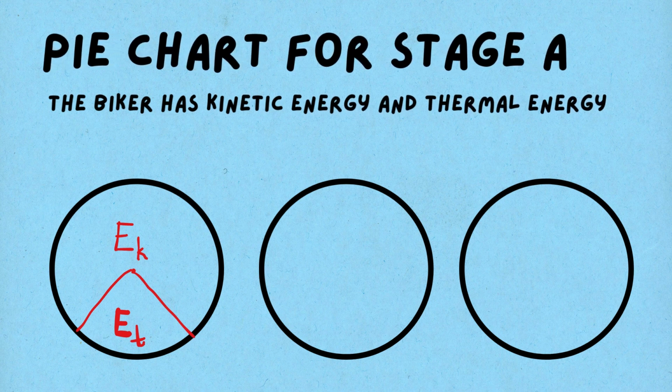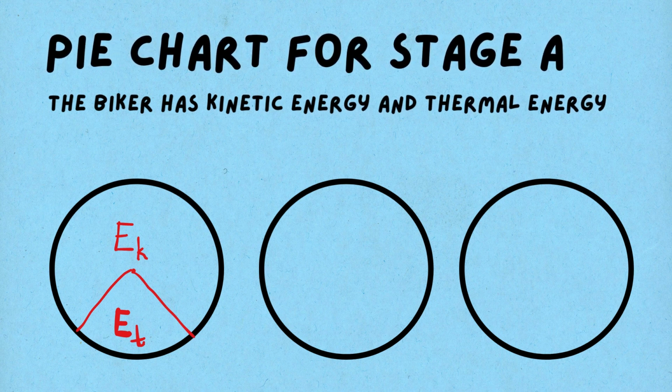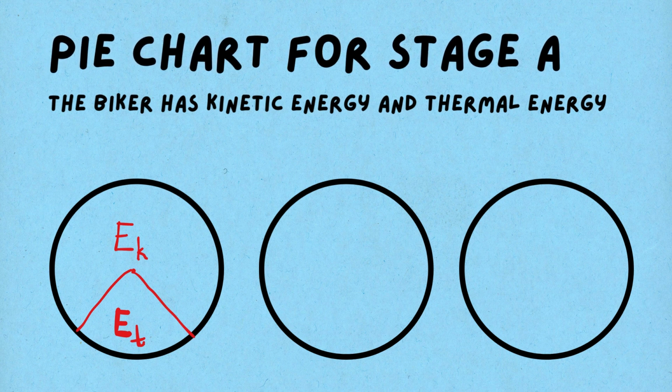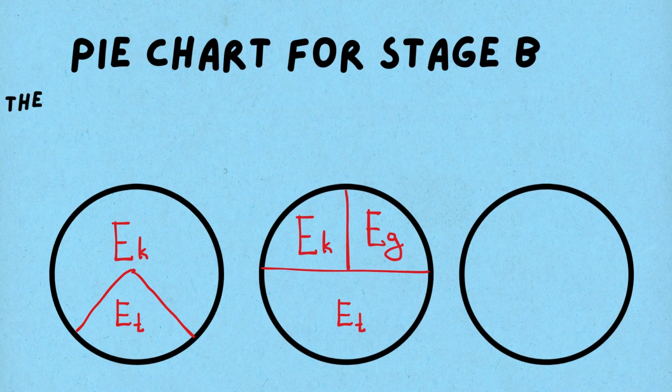So at stage A, the biker has a high velocity, which means he has kinetic energy. And since there is friction, there is also thermal energy. EK is energy kinetic and ET is energy thermal.